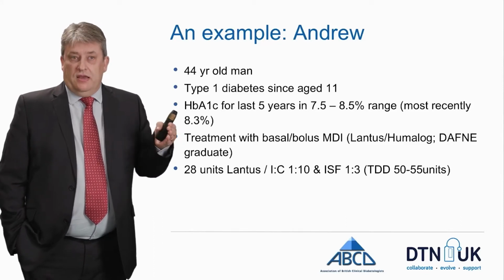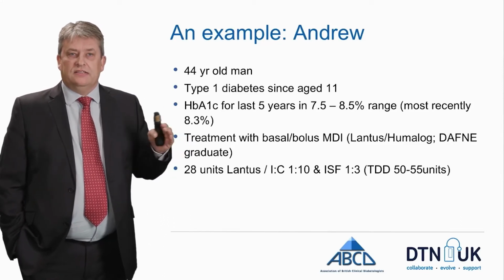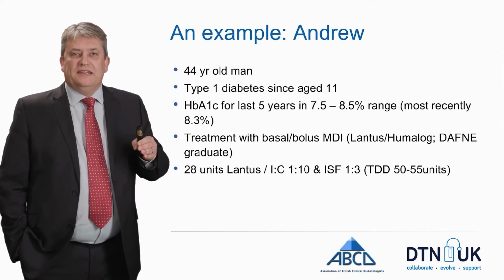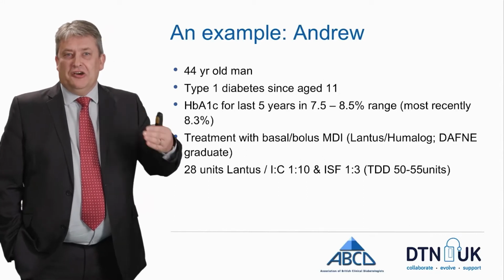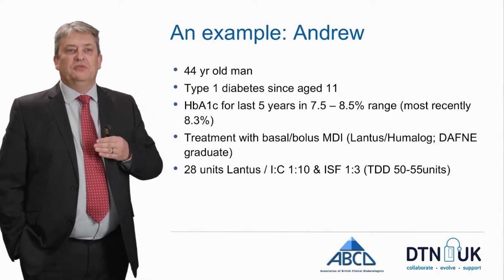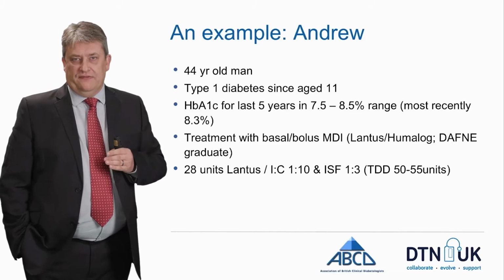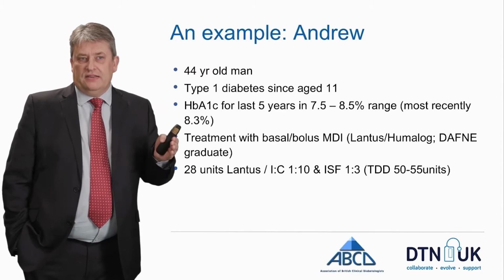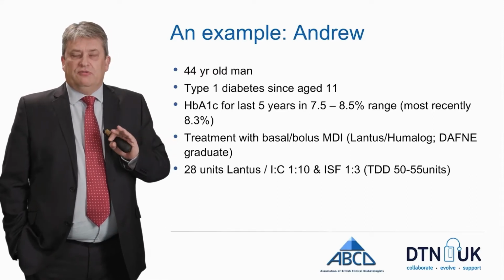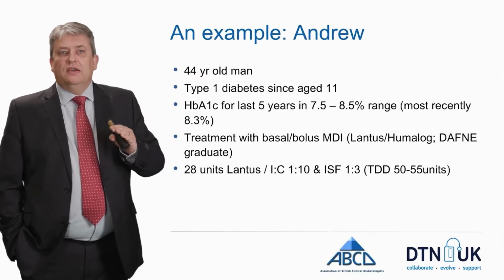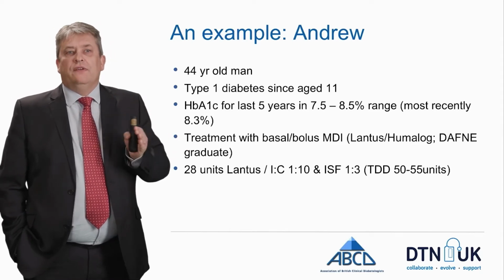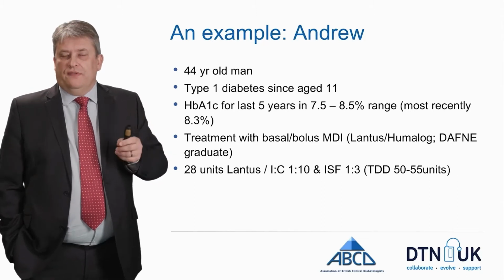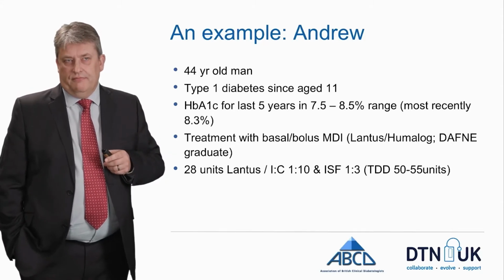He uses multiple daily dose insulin. He uses Lantus as his background insulin and Humalog as his mealtime insulin. He's what I call a Daphne graduate, in that he has done carbohydrate counting and he's been on the Daphne course to learn how to use his insulin to best effect. And that insulin use is about 28 units of Lantus in a day, and an insulin to carbs ratio of 1 unit for 10 grams, an insulin sensitivity factor of 1 unit for 3 millimoles to correct. On average, he's using somewhere between 50 and 55 units of insulin a day.